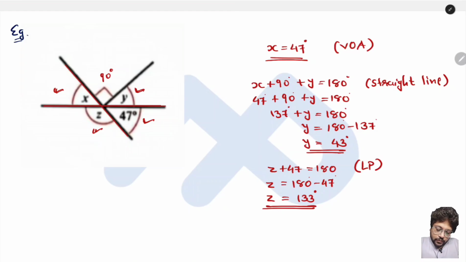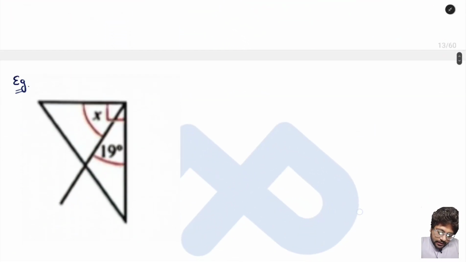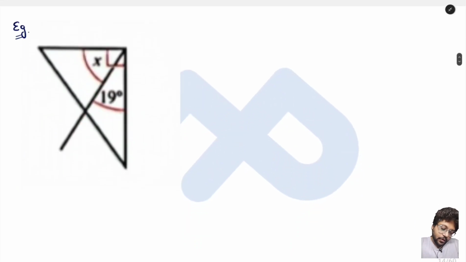Okay, so that's all. Let's see another example. Here if you see, the total is 90, right? So if you add x and 19, the total is 90. Sorry for the blurry image, I've taken a screenshot, so of course the image will be blurred, but it is visible, so that's fine.